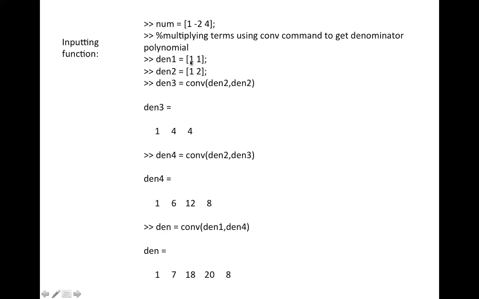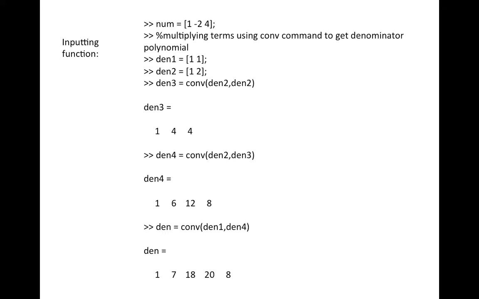And then this 1, 1 represents s plus 1, and 1, 2 represents s plus 2, but remember I have s plus 2 cubed. So the first thing I want to do is multiply s plus 2 times s plus 2. And I actually do that using the convolve command.